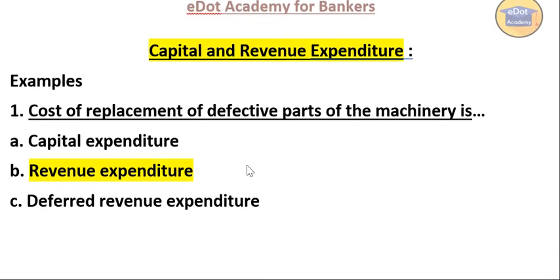Now I'll take some numericals here. Cost of replacement of defective parts of machinery. I'll read the question once again. Cost of replacement of defective parts of machinery is revenue expenditure. It's not capital expenditure because you are replacing only the defective parts. You are not replacing the whole machinery. So that is called revenue expenditure.